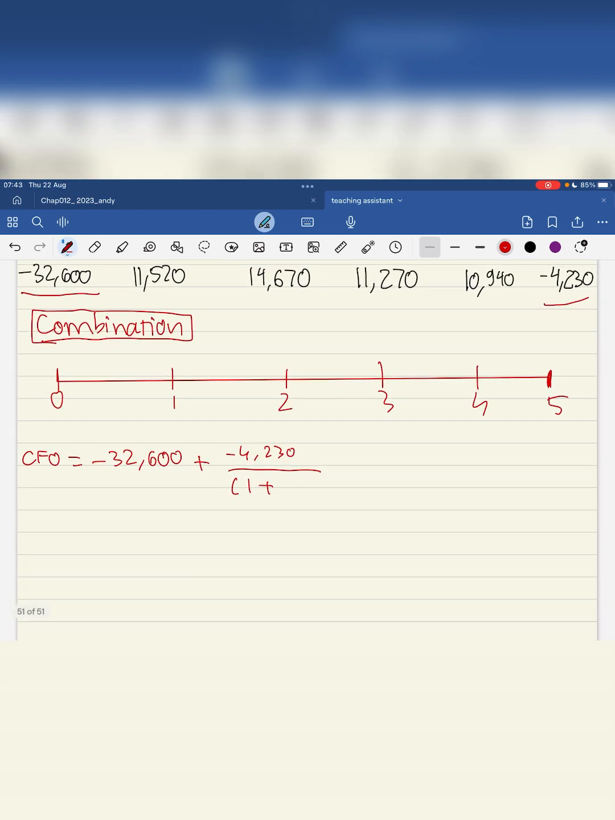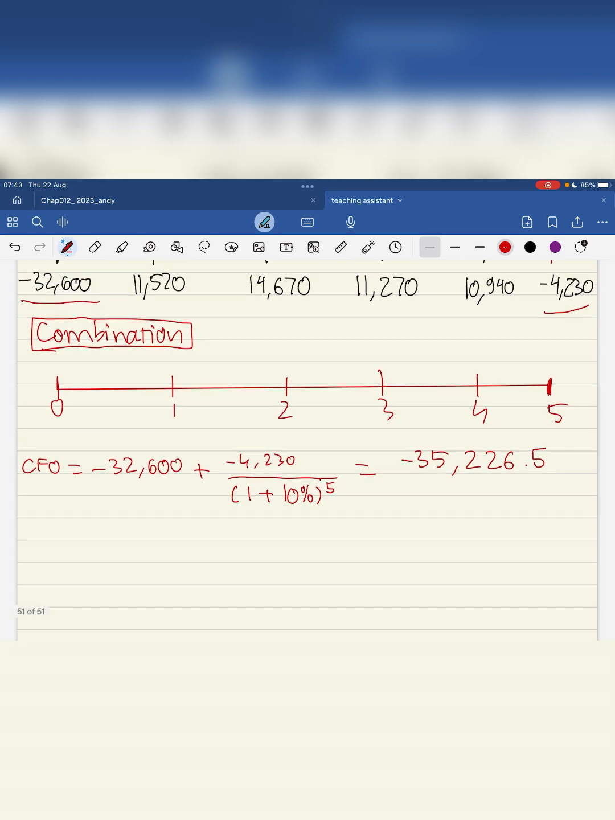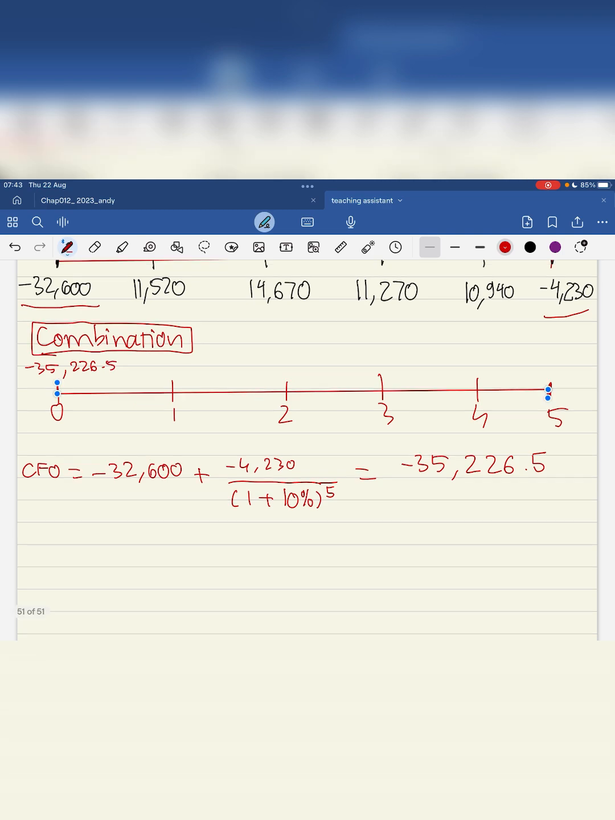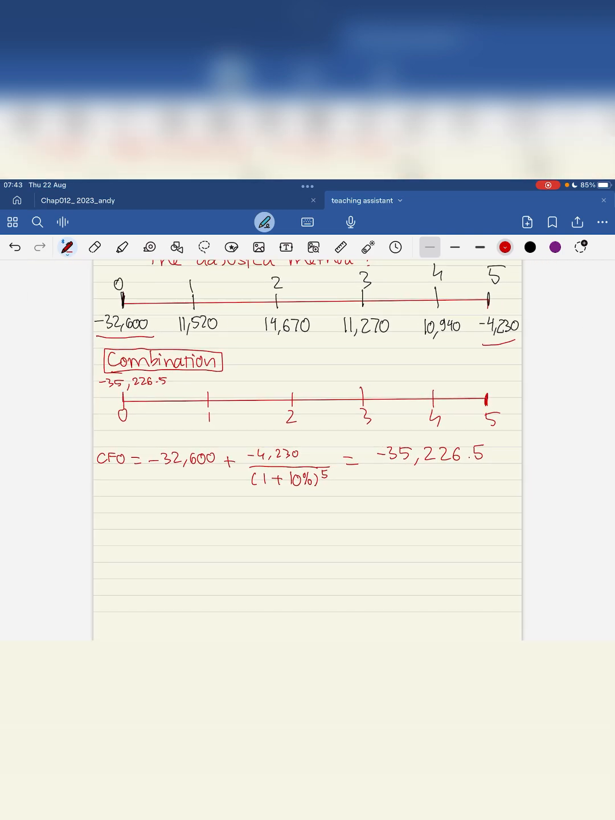So CF0 will be equal to minus 32,600 plus minus 4,230 divided by 1 plus 10% to the power of 5, which is the number of periods. This will be equal to minus 35,226.5. Therefore, the adjusted cash flow in the current year will be equal to minus 35,226.5. So this is just the first step.